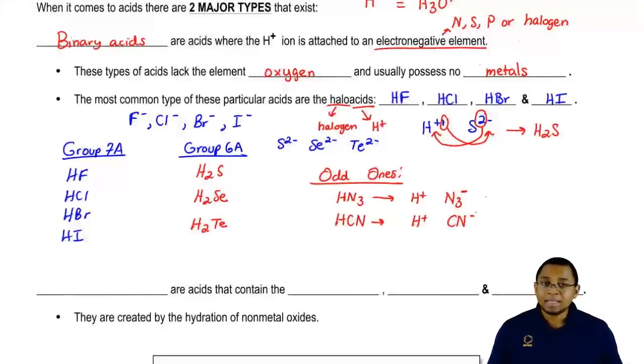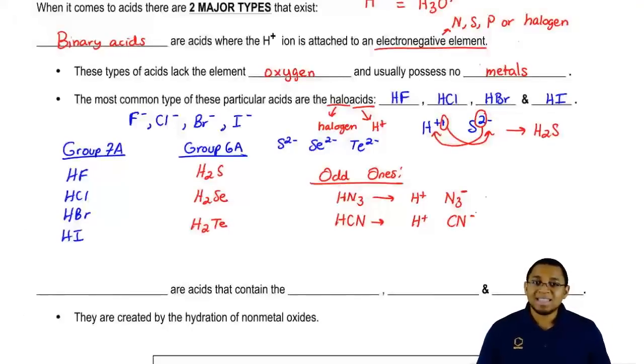But for right now, these are our typical common types of binary acids from group 6A, group 7A, and also the odd ones. Now that we've seen this first type of acids, it's time to talk about the second type.